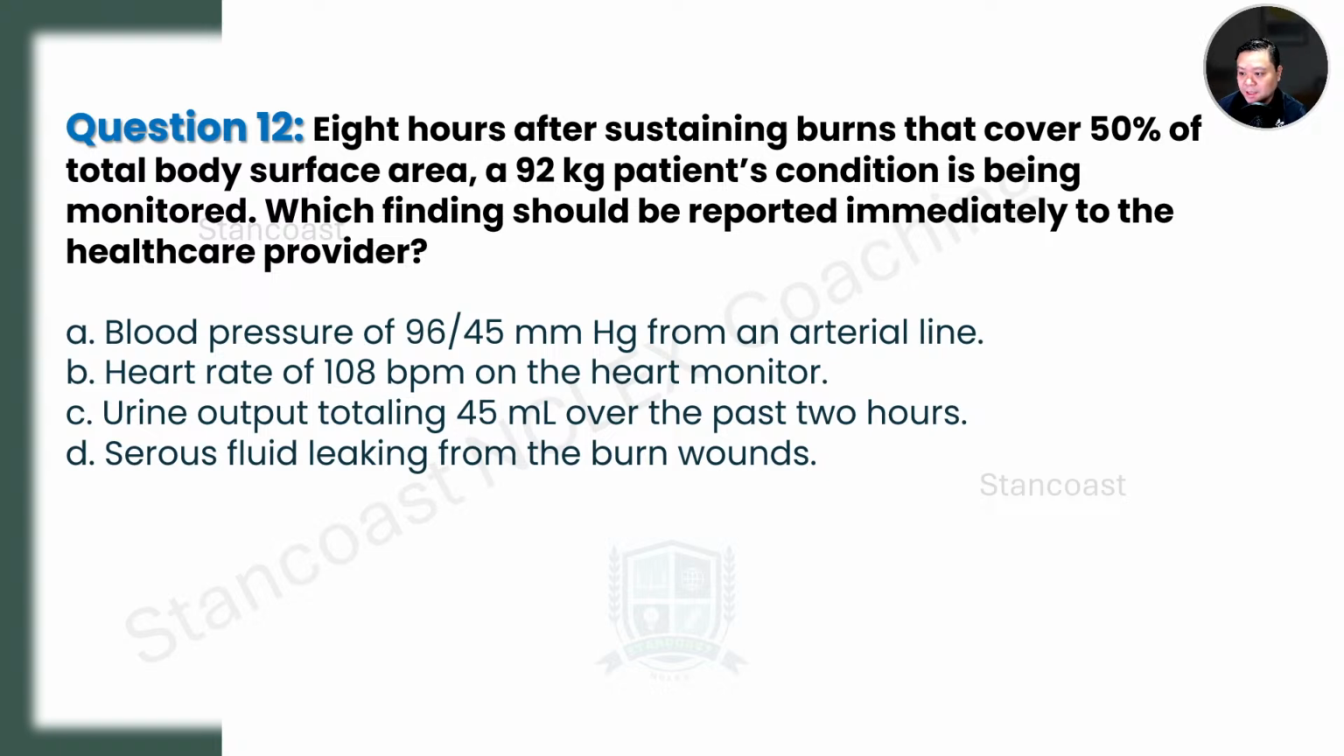A, blood pressure of 96 over 45 mmHg from an arterial line. B, heart rate of 108 beats per minute on the heart monitor. And C, urine output totaling 45 mLs over the past 2 hours. And D, serous fluid leaking from the burn wounds. 50% TBSA, imagine that.